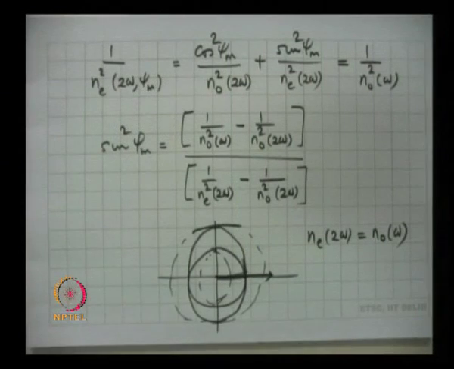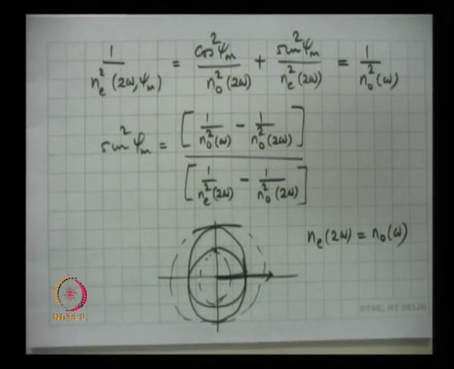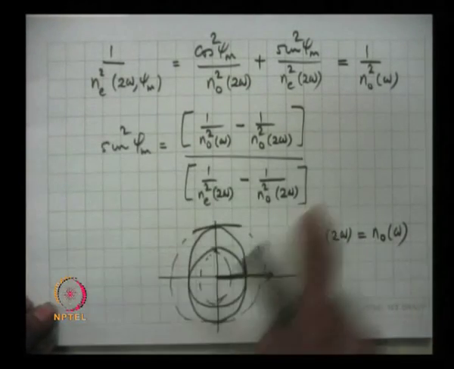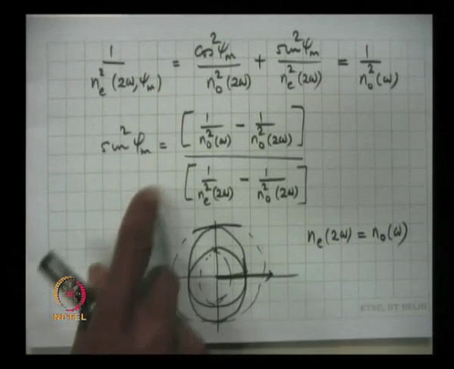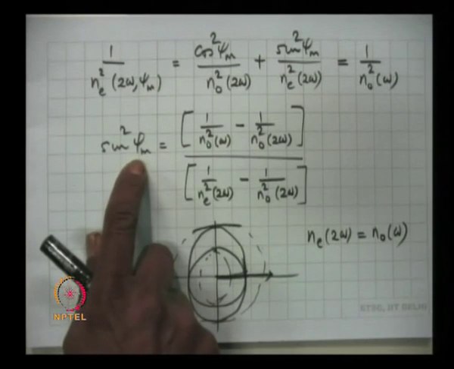Now, it is possible in some situations to make this happen, because remember these refractive indices are also functions of temperature. So, I can use this equation and find out if it is possible to vary the temperature such that this psi m becomes 90 degrees.